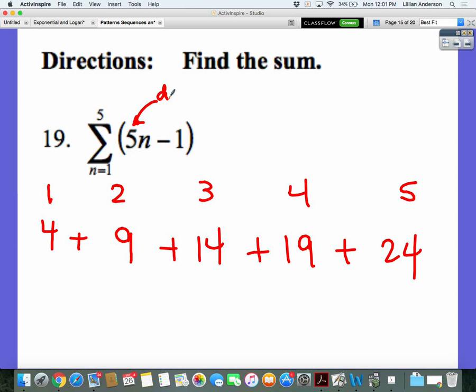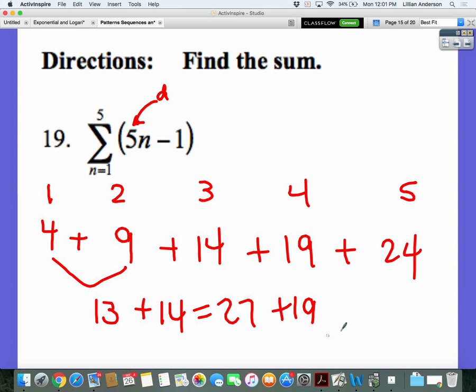Then you just add them up. This right here is 13. 13 plus 14 is 27. 27 plus 19 is 46. Plus 24 is 70.